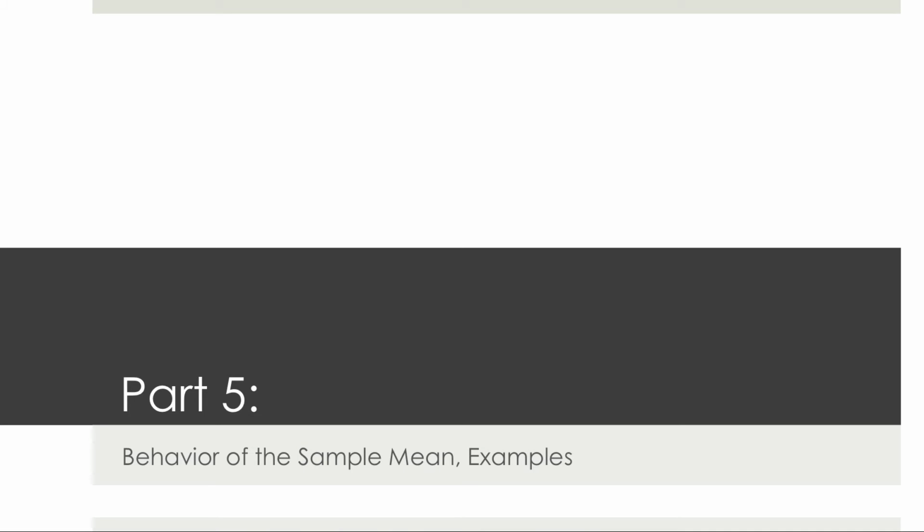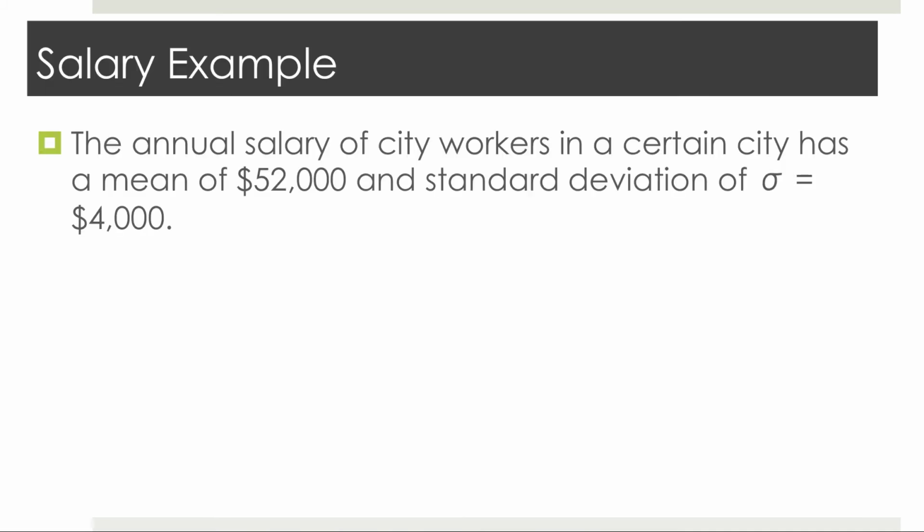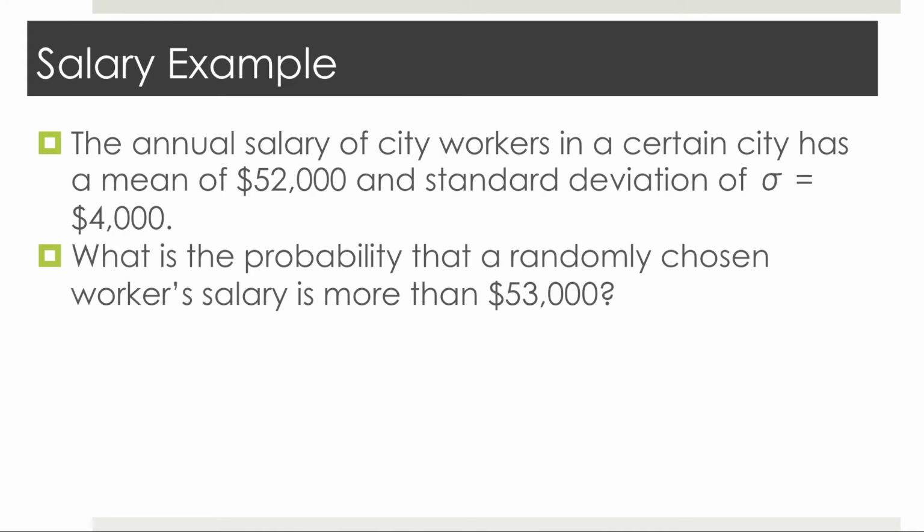So assuming you've seen part 4's video, let's start with an example about the salary of city workers. Suppose the annual salary of city workers in a certain city has a mean of $52,000 and a standard deviation of sigma equals $4,000. First question, what is the probability that a randomly chosen worker's salary is more than $53,000?